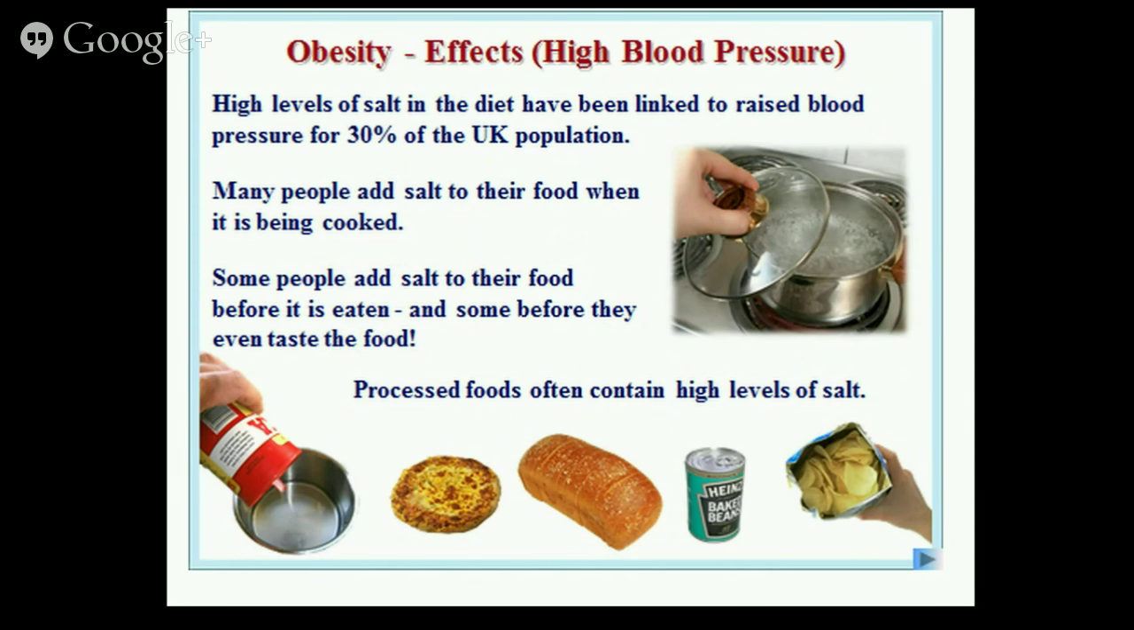As I just said, what you've got to be careful of here is people get confused when they're talking about blood pressure and they're talking about diabetes. High blood pressure is usually to do with eating either too much salt or too much processed foods, whereas diabetes is to do with not producing enough insulin, and it's to do with sugar levels.